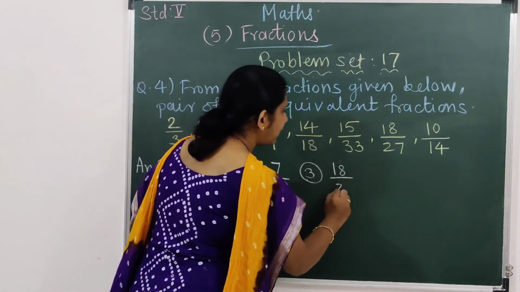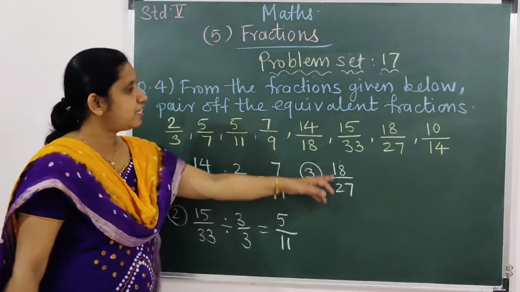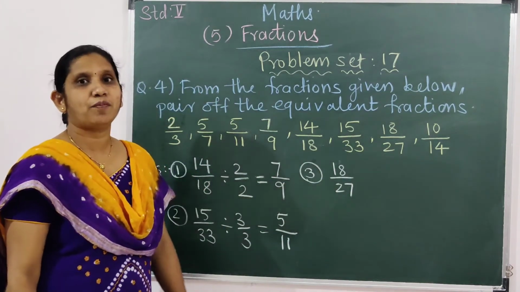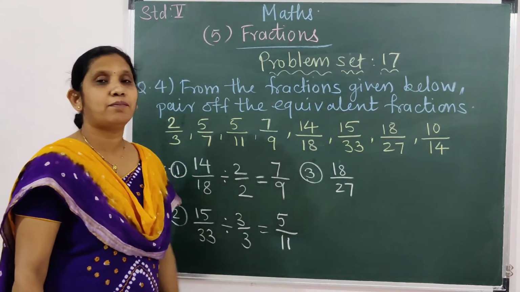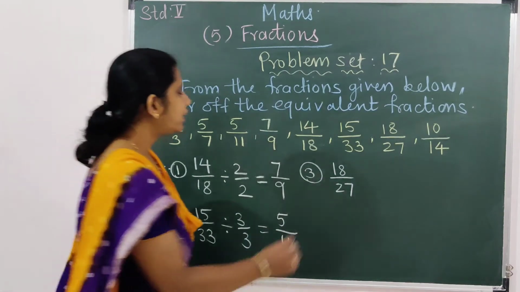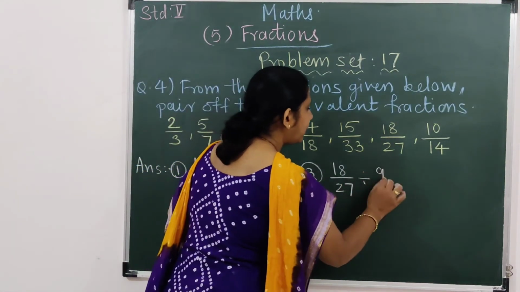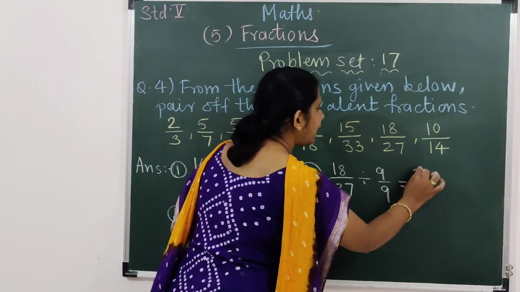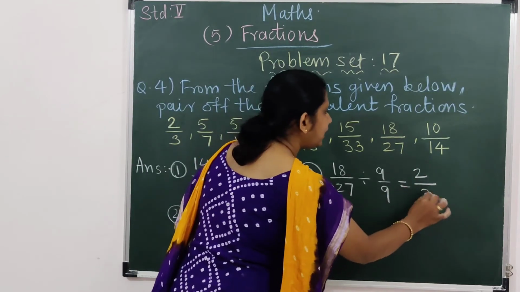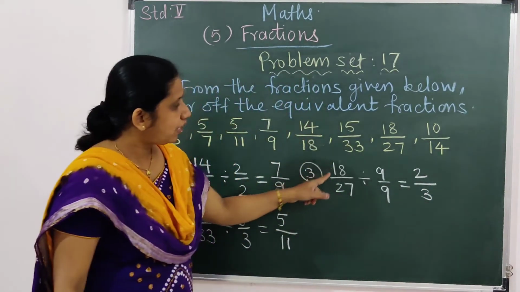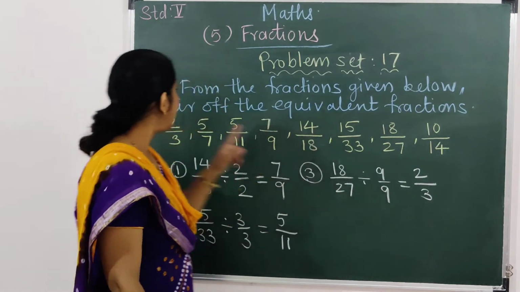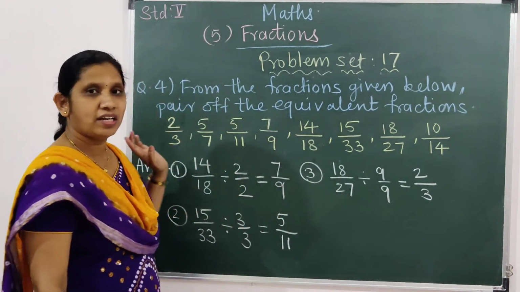18 upon 27. Both these numbers are in the table of 9. It means both the numbers are divisible by 9. So divide by 9 upon 9. 9 2s are 18, 9 3s are 27. So 18 upon 27 is equivalent to 2 upon 3.